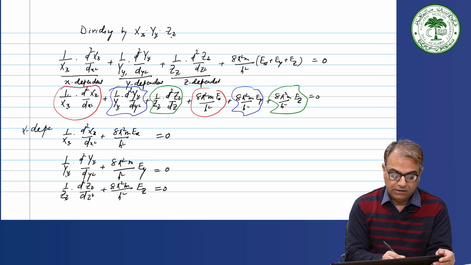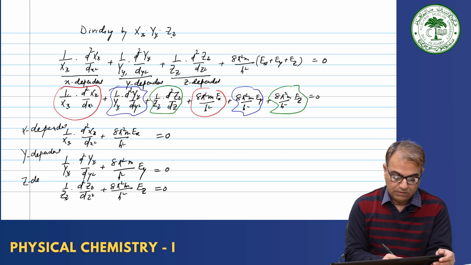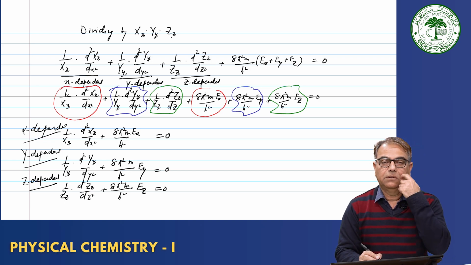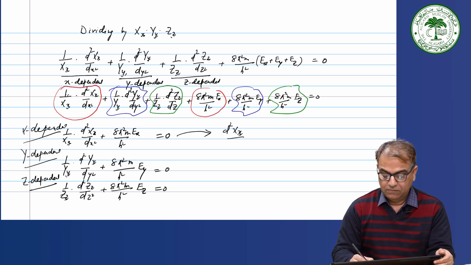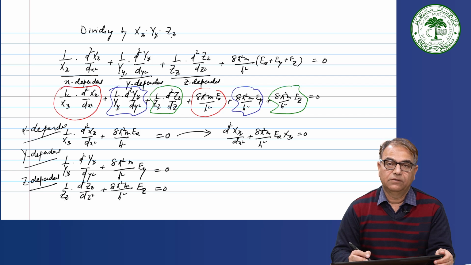So, we have separated the three equations. One is x dependent, this is y dependent, and this is z dependent, okay. This is called separation of variables. Now, let us look at the first equation. Can I write this equation as we can write it, okay.